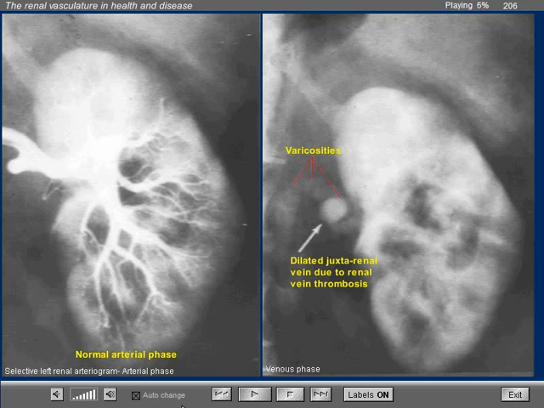Selective left renal arteriogram showed in the arterial phase normal arteries and normal renal parenchyma. In the photograph to your right is the venous phase of this selective examination. Note the buckled collateral venous channel indicated by the arrow, which represents a dilated juxta-renal vein and expression of collateral venous circulation. The patient had total left renal vein thrombosis.